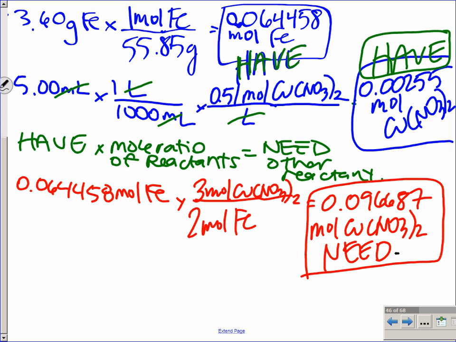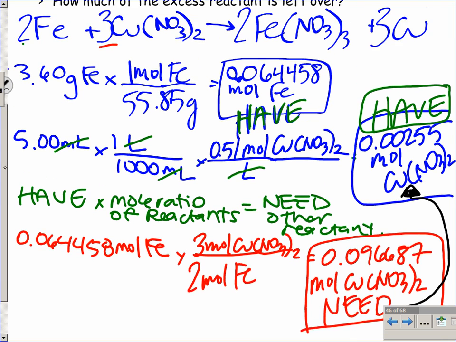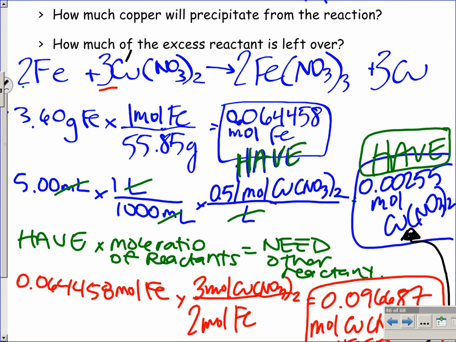So you compare your need of your copper 2 nitrate to your have of your copper 2 nitrate, and you can see those comparisons. I need a heck of a lot more than I have. Are you with me? All right, so I already know copper 2 nitrate is my limiting reagent. So before I forget it, because that's half the battle, I'm going to put LR above my copper 2 nitrate on my equation, so I don't forget that is the one that's going to stop the reaction first, going to run out first.